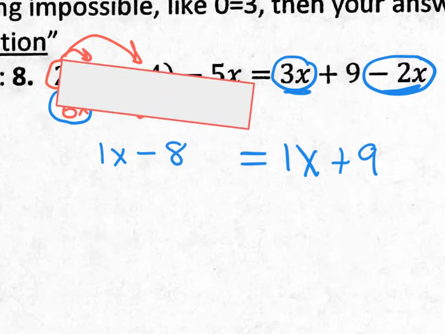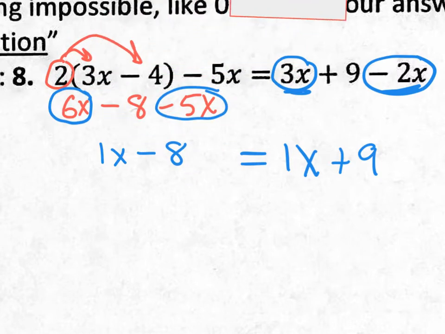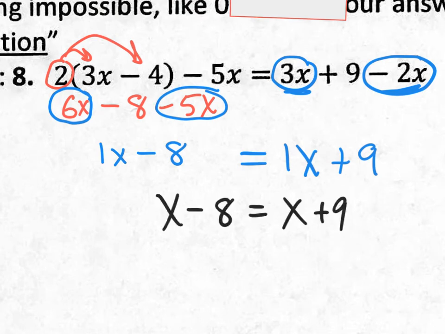So now I want to look at my new equation. Let me move this out of the way. Let me actually write it nicer. We don't need the 1 in front of the x's. We already know it's 1x if there's no number in front. So we really have x minus 8 equals x plus 9. So we want to continue solving. What's the goal? To get x by itself on one side.